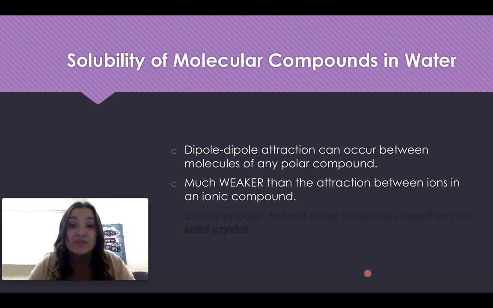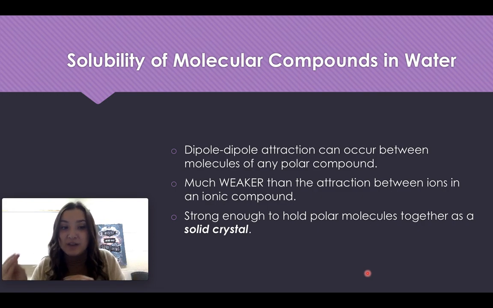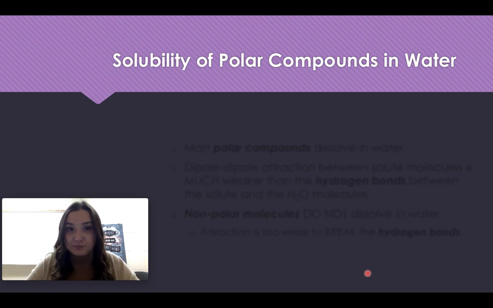These forces are much weaker than the attraction between ions in an ionic compound, which we know. Those metals and nonmetals in an ionic compound are held together very strongly, whereas in molecular compounds, those dipole-dipole interactions are still strong enough to keep the molecule together, but they can be broken apart a little bit easier. However, these attractions are strong enough to hold polar molecules together as a solid crystal. Okay? So the strength does vary depending on what we're talking about.